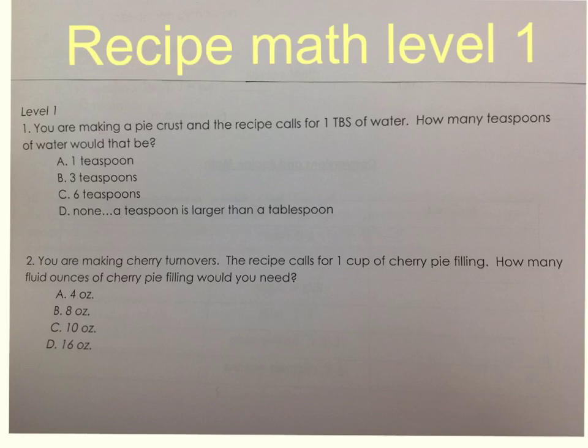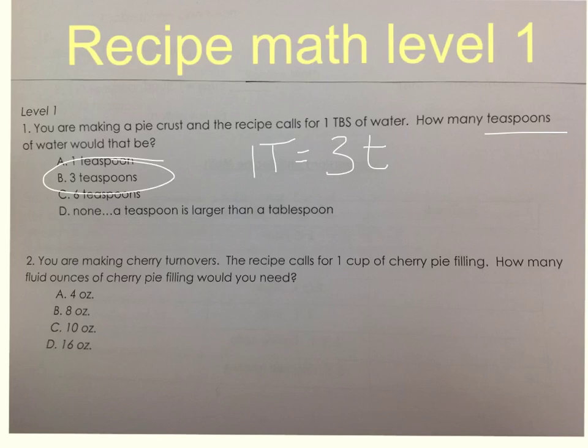Okay, here we go. This is the nitty-gritty. This will help you with some of those recipe math that we have to do here coming up for an actual grade, very similar to the pretest you all took. But you are making a pie crust, and the recipe calls for a tablespoon of water. How many teaspoons of water would that be? Well, we know that 1 tablespoon is equal to 3 teaspoons. So the answer would be B.